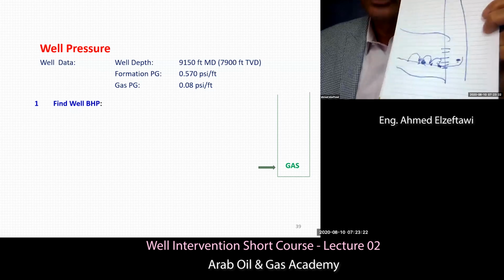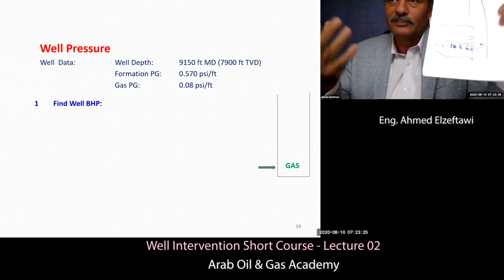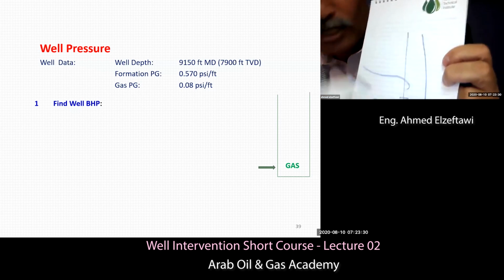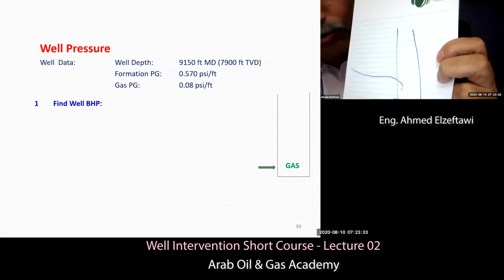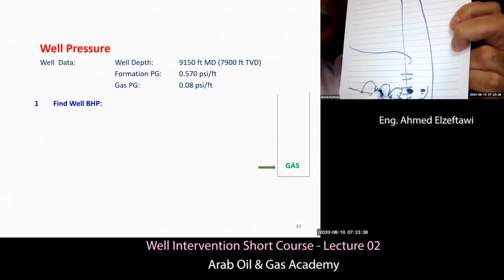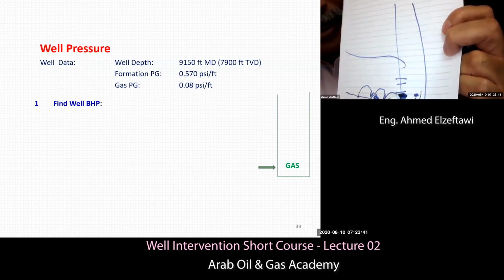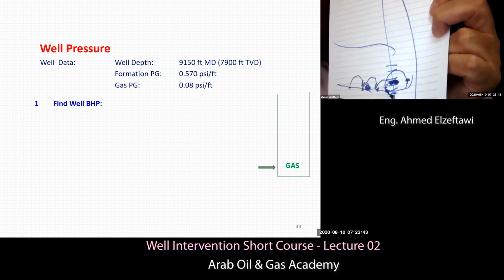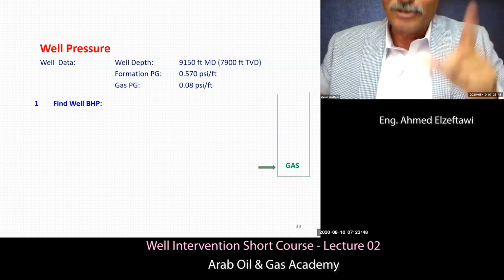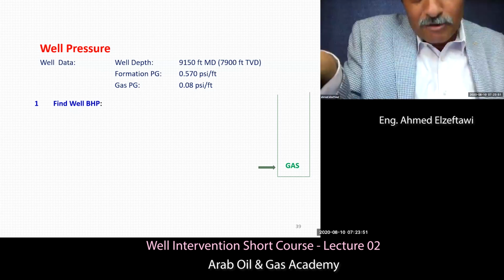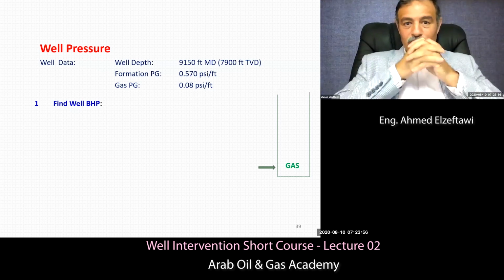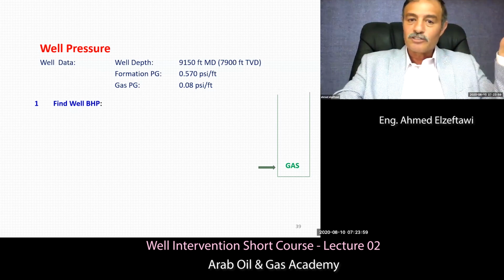But in our example, since we are talking about simple principles, when we talk about the bottom hole pressure, we assume that we are talking about the nearest point to the formation. When we talk about the formation pressure, we talk about the nearest point to the well. So we consider them as one point, but you have to know that there should be a drawdown. So in our case, let's go back to our case. We need to calculate the bottom hole pressure. It is the formation pressure.